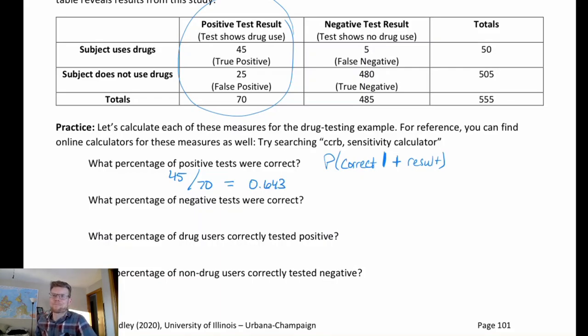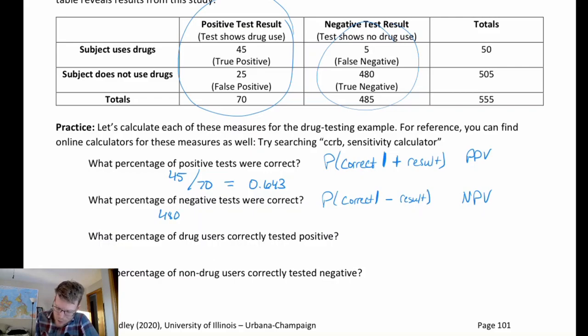All right. Now the second question, what percentage of negative tests were correct? So again, this is asking for the probability of correct given negative results. This is going to be the negative predictive value. So this is PPV, this is NPV. So this is going to be this column, and it looks like 480 out of 485 negative test results.